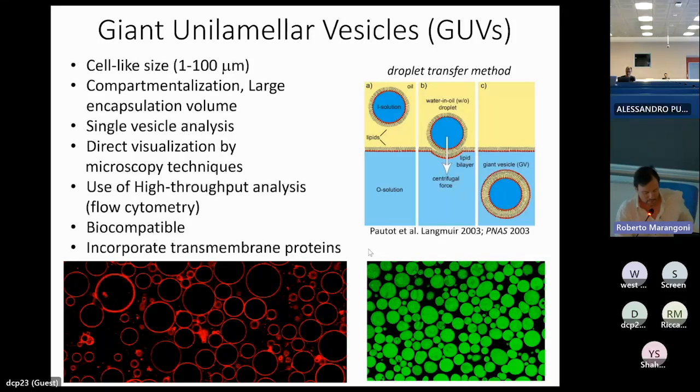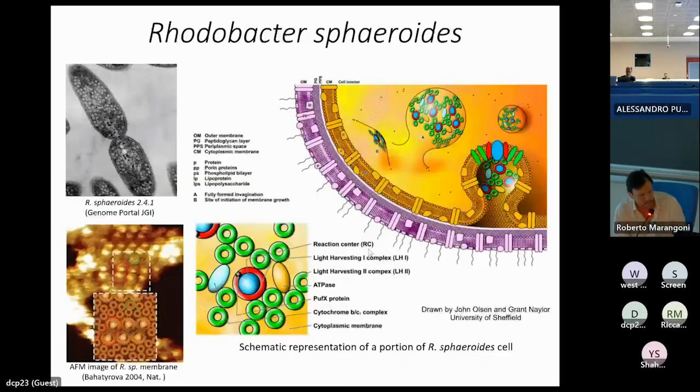They are very useful because they are big, so you can manipulate them like cells, and you can also monitor them with the analytical techniques that you use with cells, such as microscopy or cytometry. We are interested in creating energetically autonomous artificial cells.